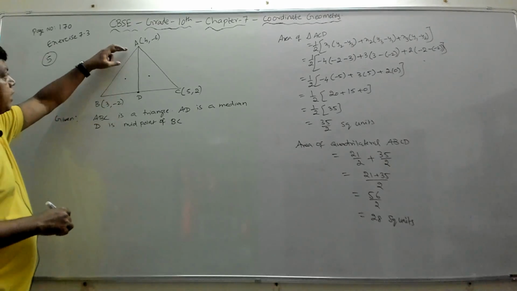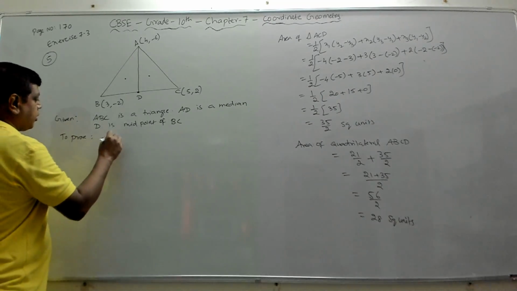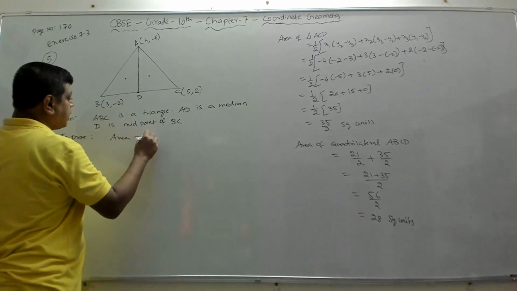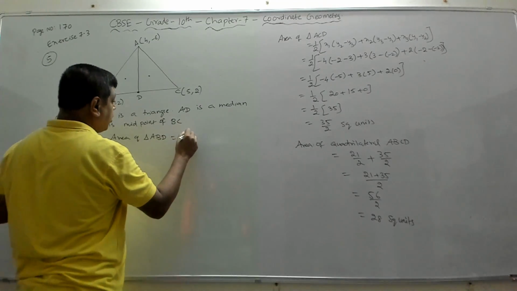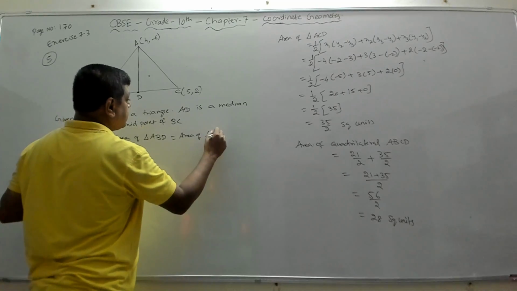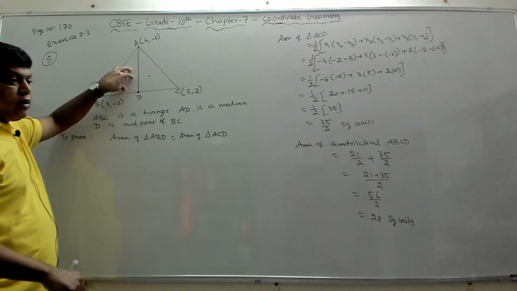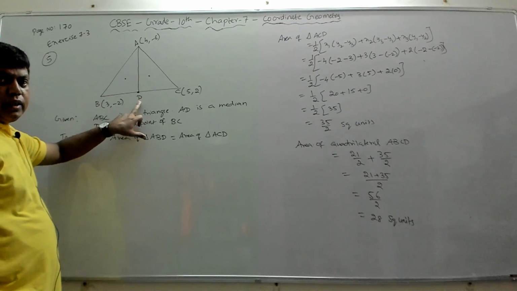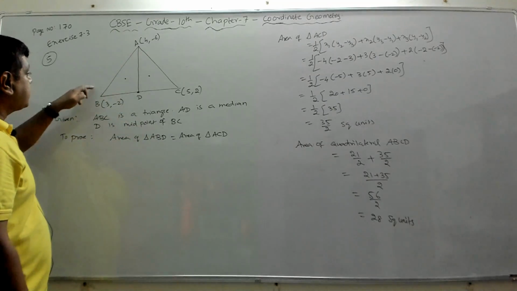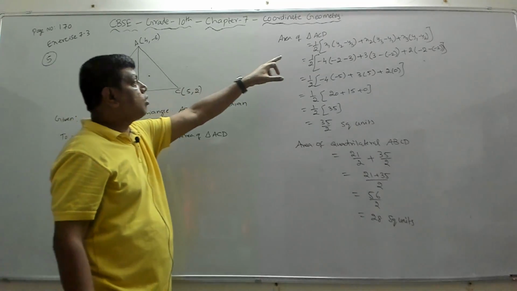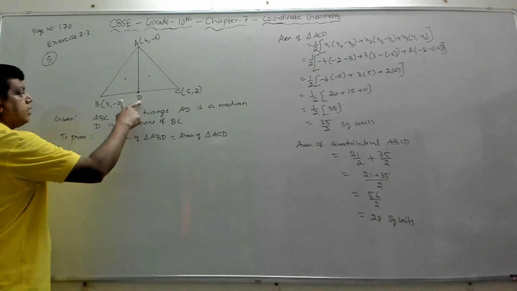So what we have to prove is that the area of triangle ABD is equal to the area of triangle ACD. We have to prove that these two areas are equal. Now to find the area of triangle ABD, we need the third vertex D, so that we know the three vertices of this triangle and can use the formula to find its area. So now we need to find vertex D.